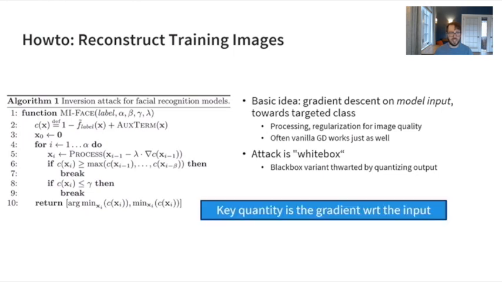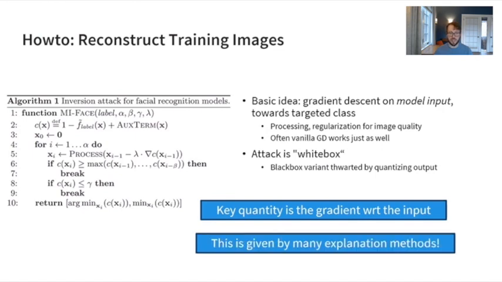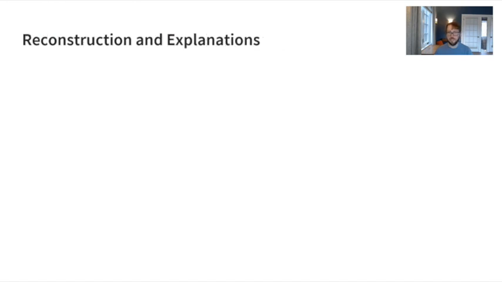This actually relates to explainability because the key quantity used by this attack is the gradient with respect to the input. And this is, of course, exactly what something like a saliency map gives you. Right? So if you have a model that you can deploy with a black box API, but you also want to provide explanations along with the predictions, then you might be opening yourself up to an attack like this.